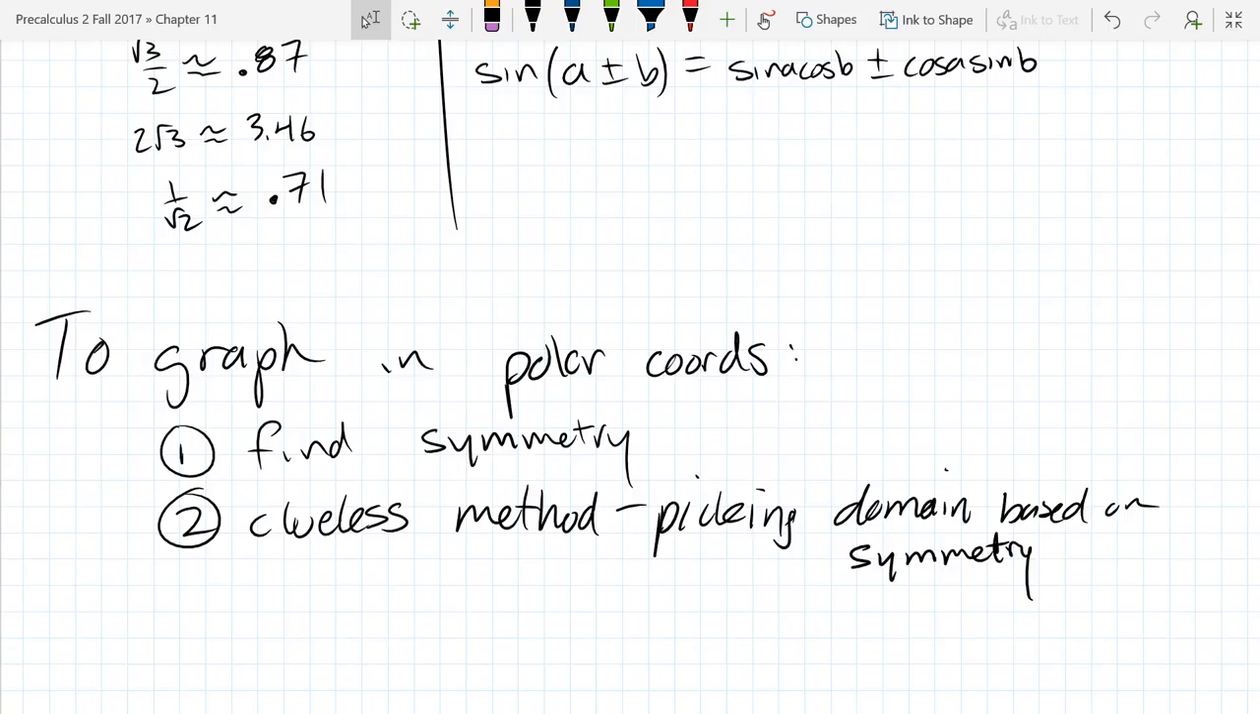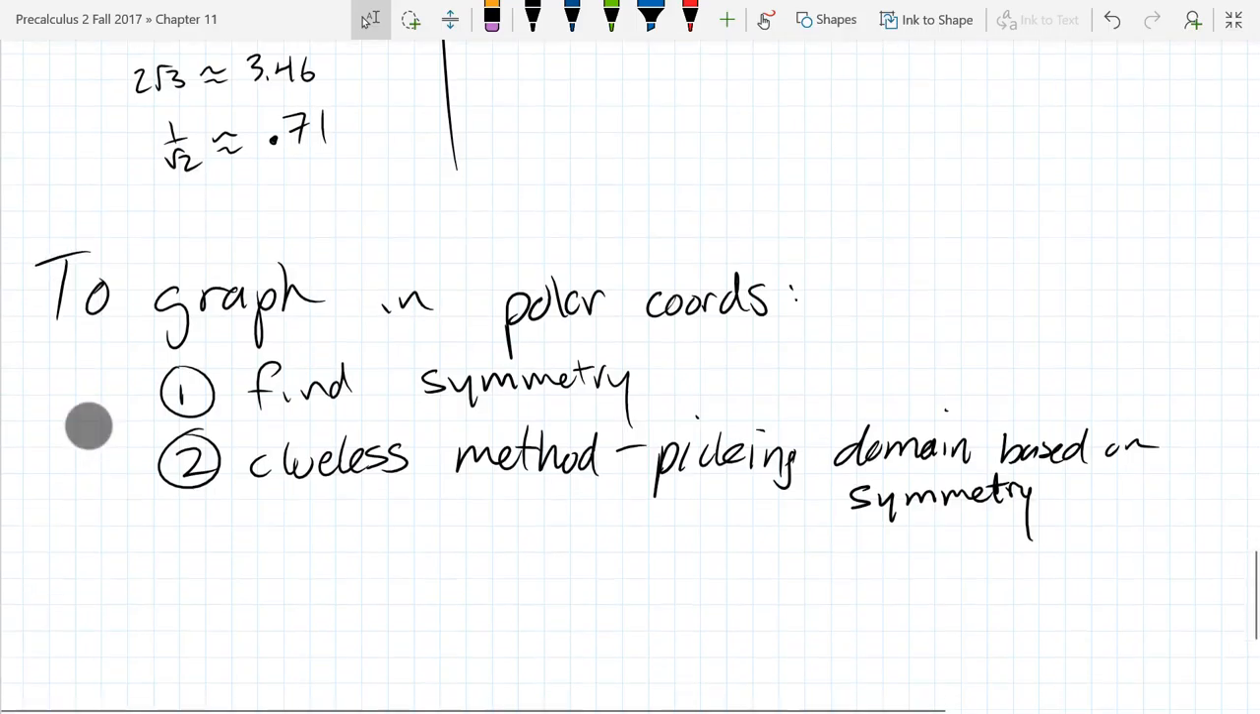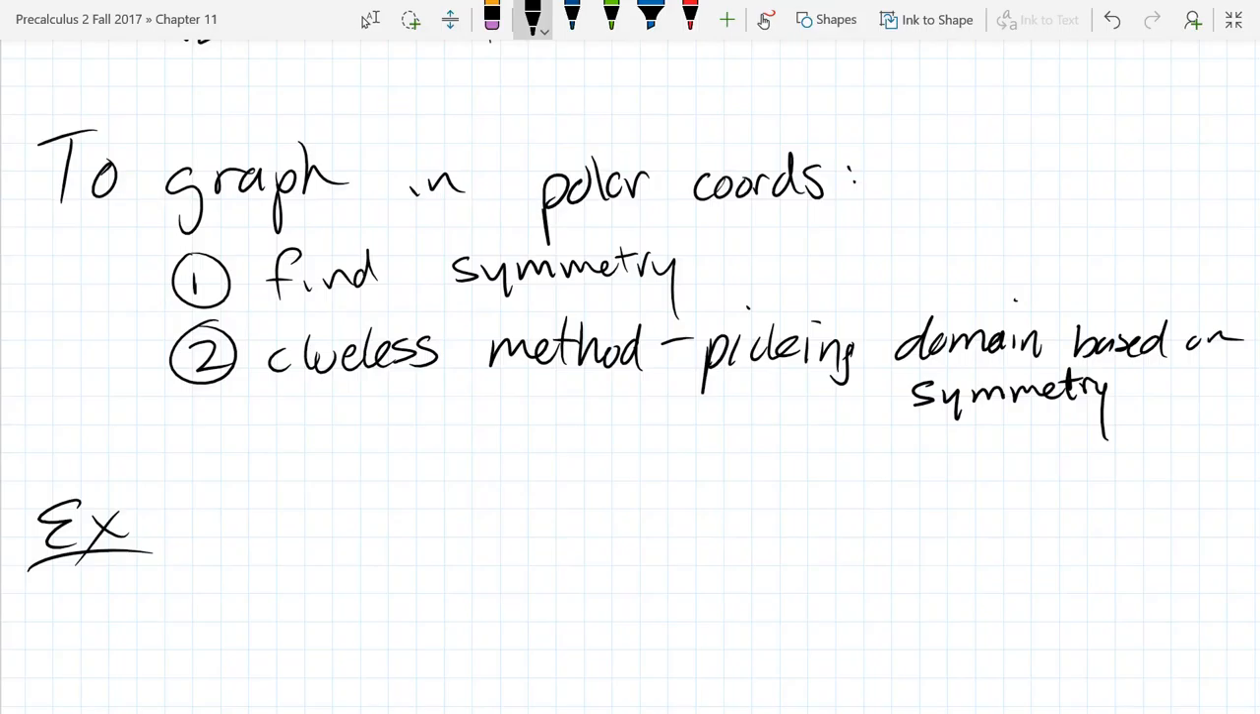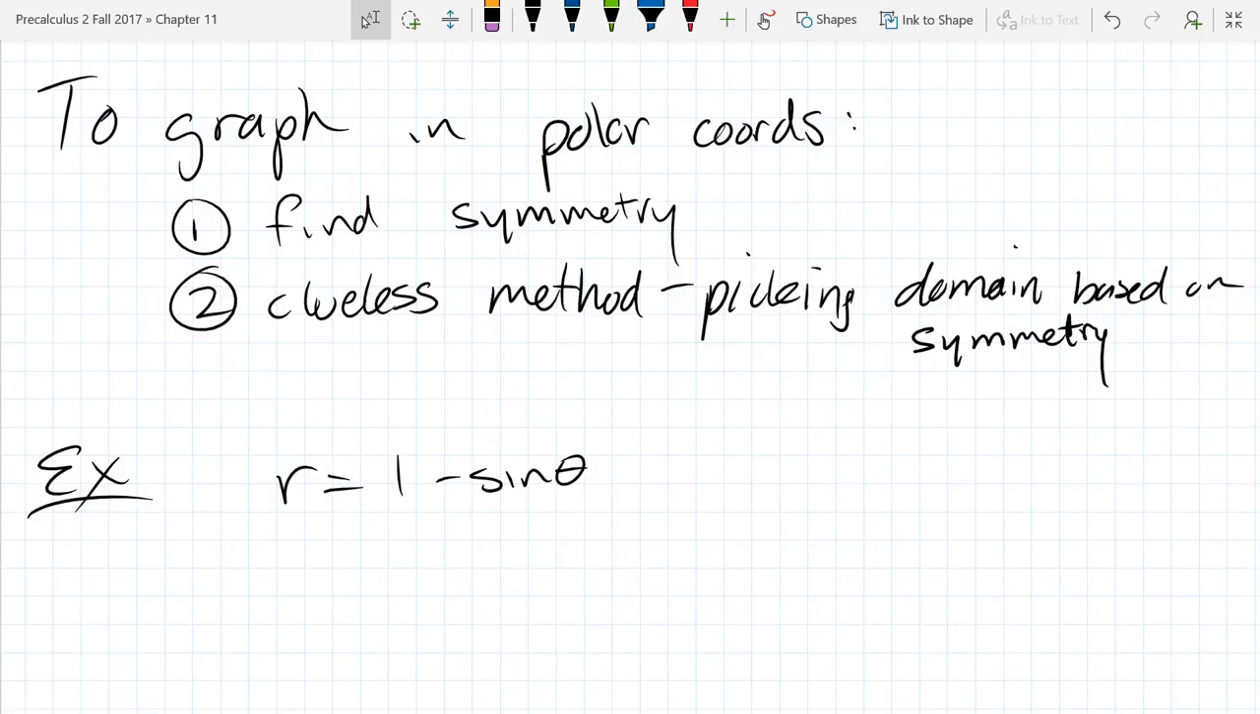All right, clueless method, just to review, that means you're making a table and you're going to plot points. The only difference now is we're going to be making a table of polar points and plotting polar points. So it's the same method we used before, we're just going to be plotting on a polar grid or a polar graph. So let's start with r equals 1 minus sine theta.